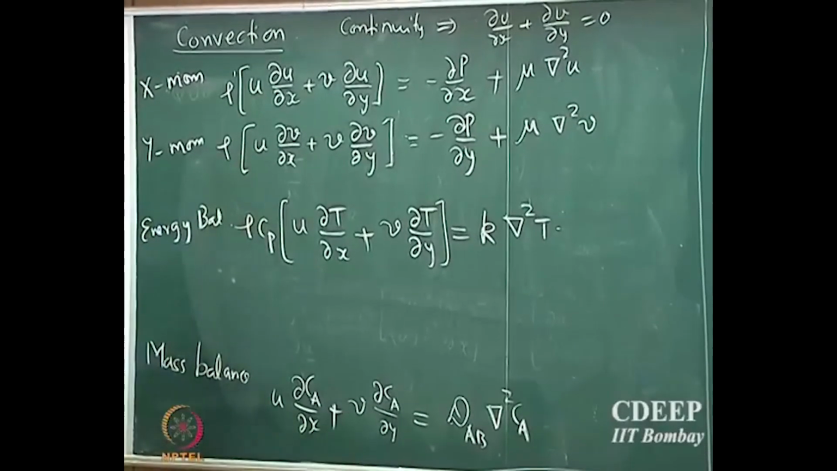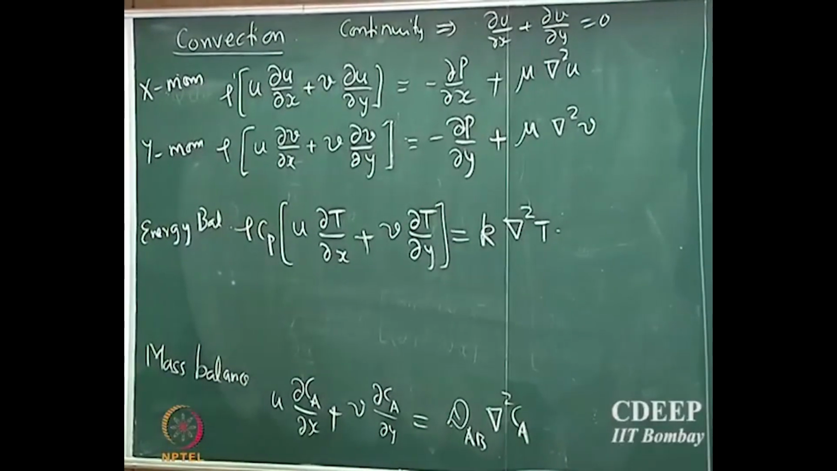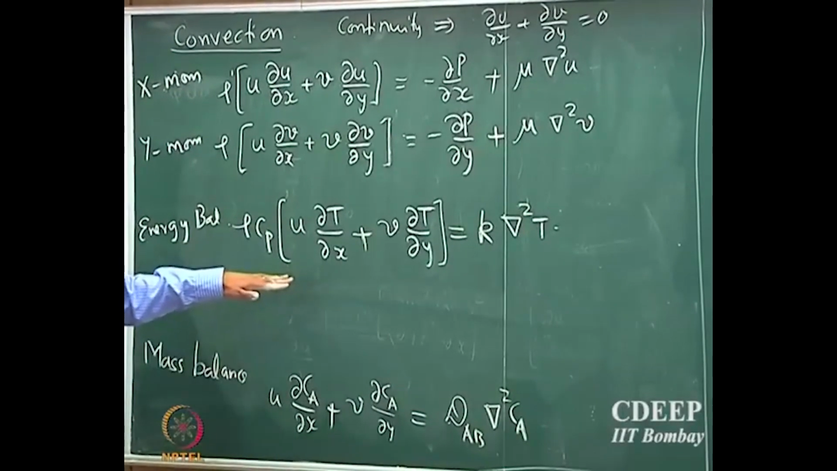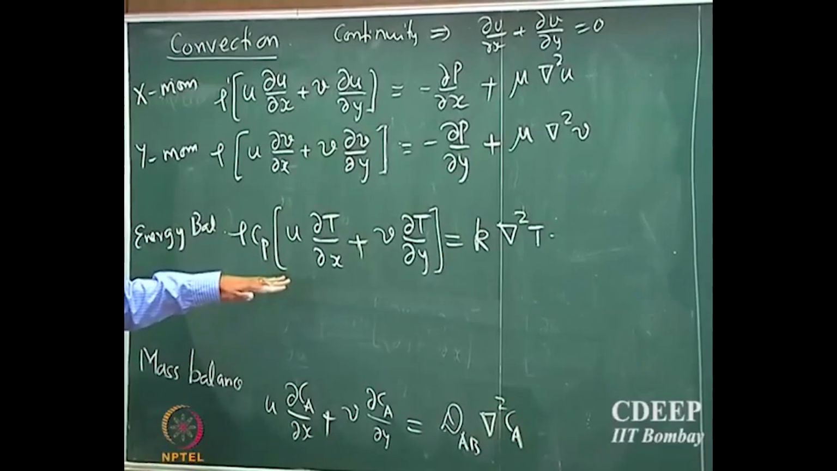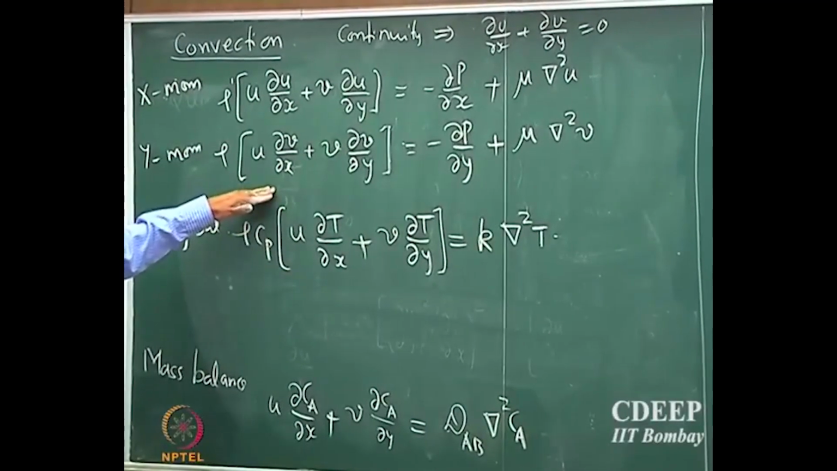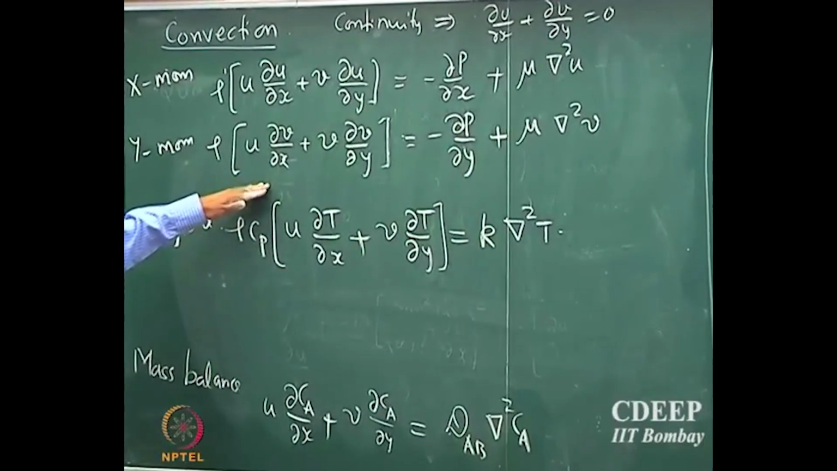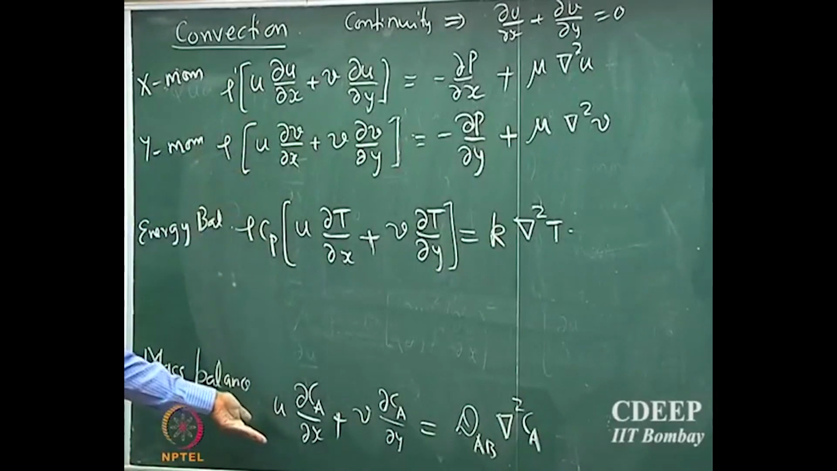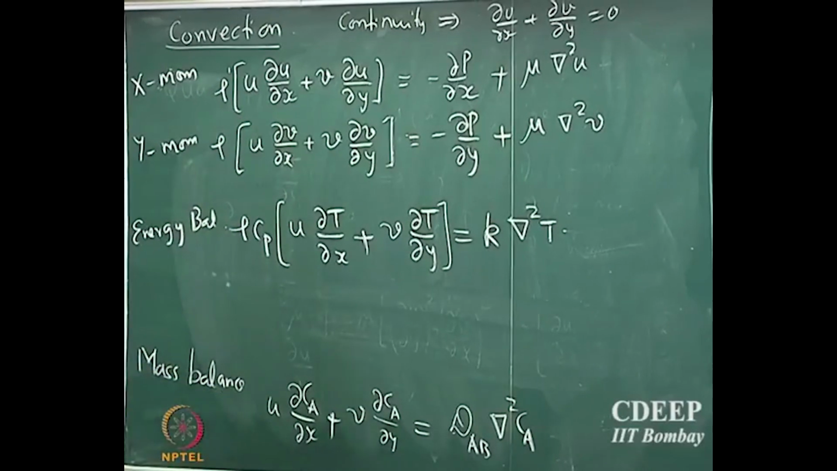Now, which equations are linear here? Mass balance is linear. What about energy balance? That's also linear. What about U? If we know U and V, then we should be able to find T and Ca. In principle it is not linear.